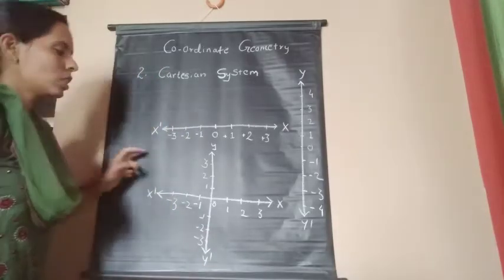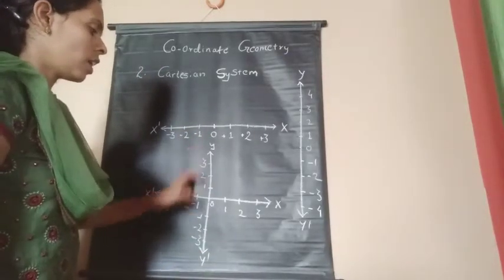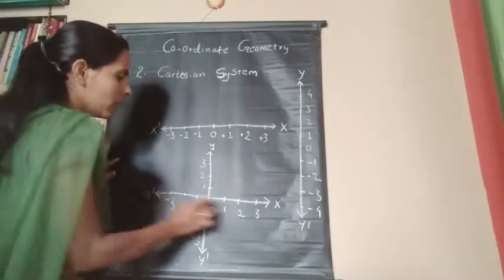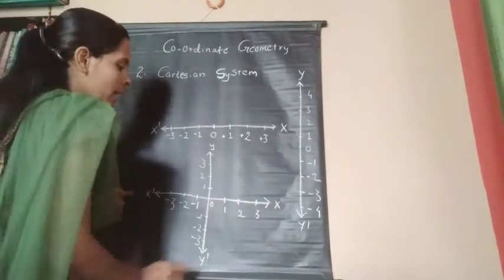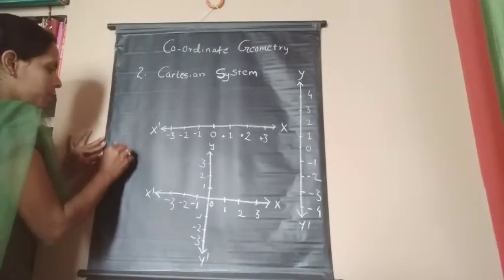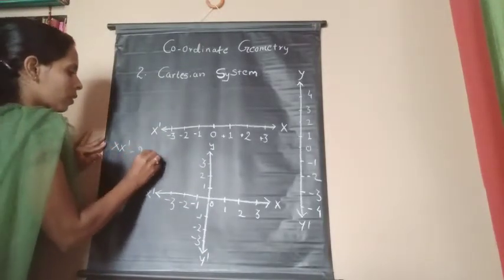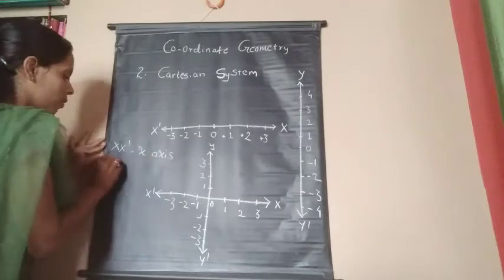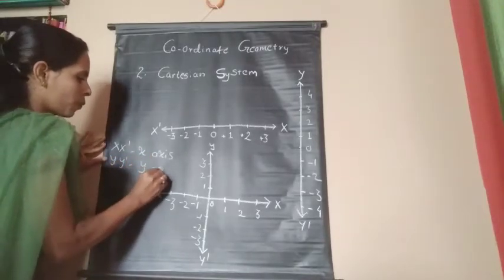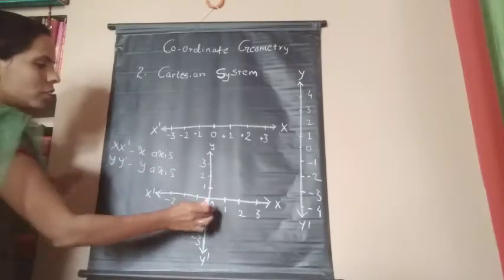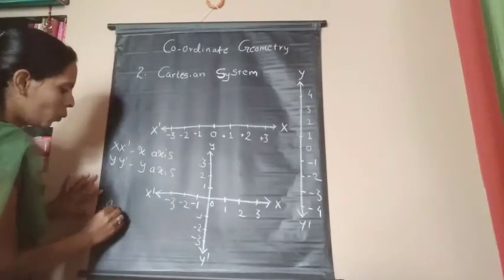These are called axes. x dash is called the x axis, y dash is called the y axis. Where 0 is, it is called the origin.